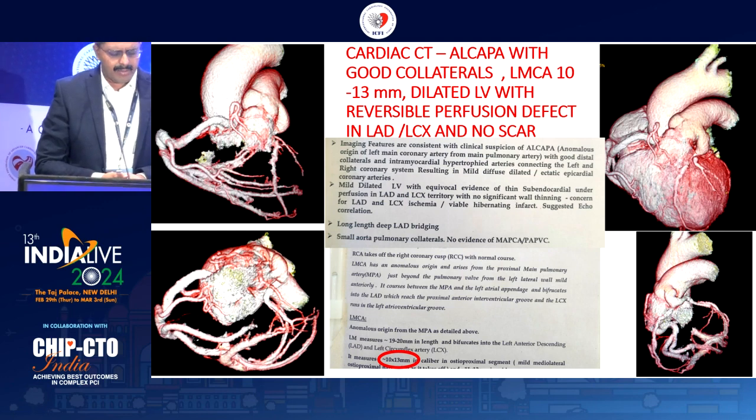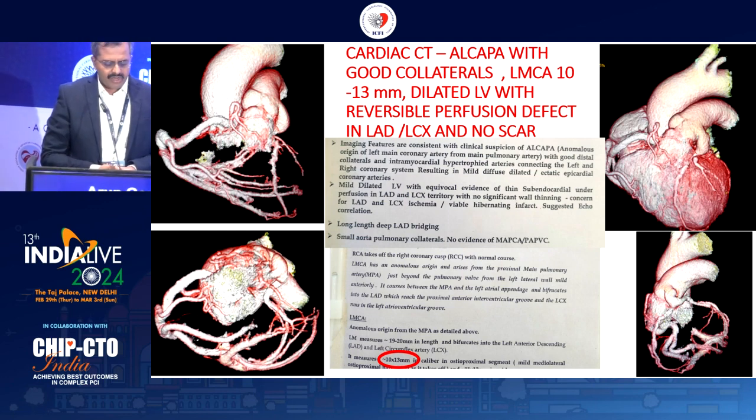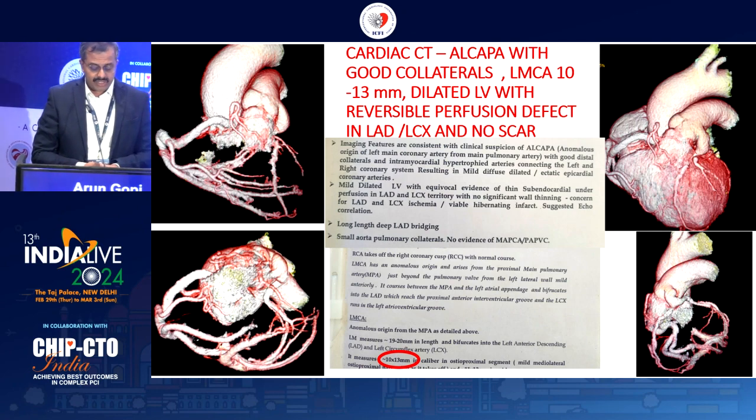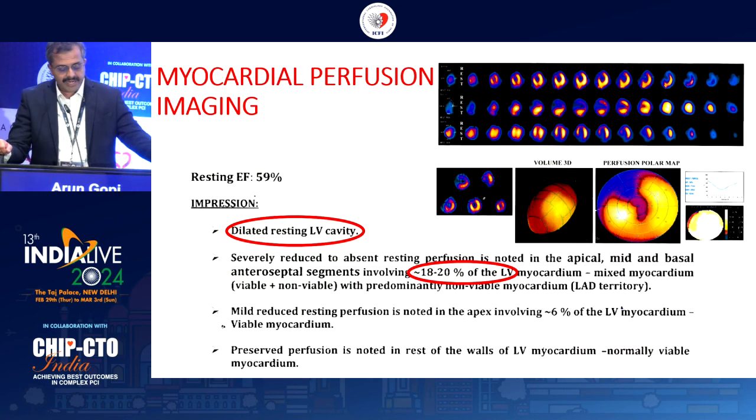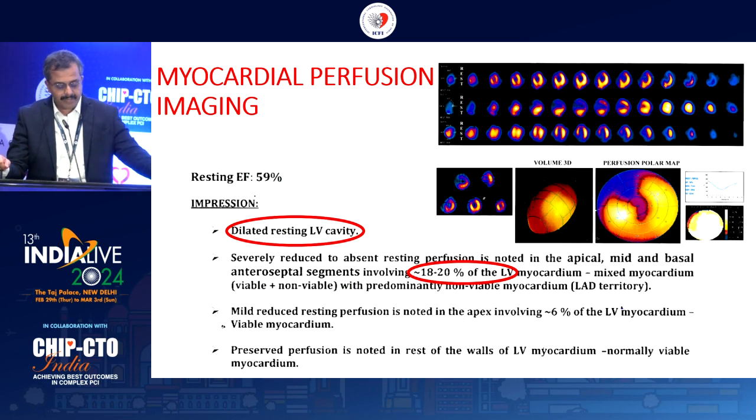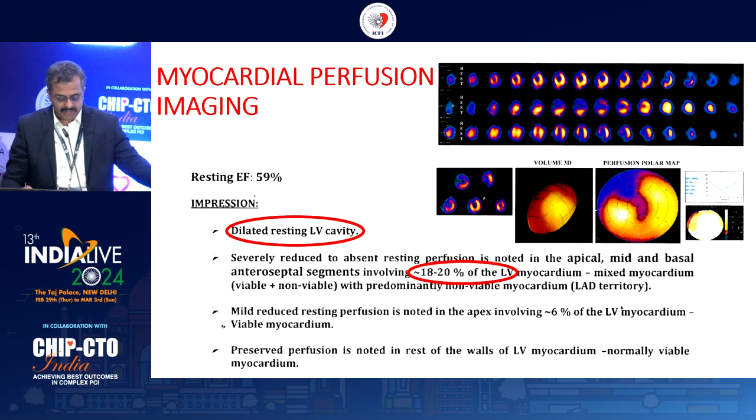The LMCA is about 10 mm. The LV is dilated with a reversible perfusion defect in the LAD and LCX territory with no scar. We get a perfusion scan. It shows a dilated resting LV cavity with a 20% reversible perfusion defect. 20% of viable LV myocardium is in jeopardy.